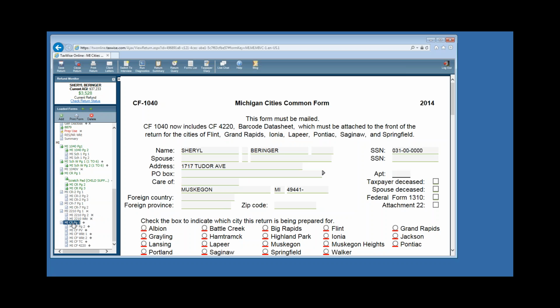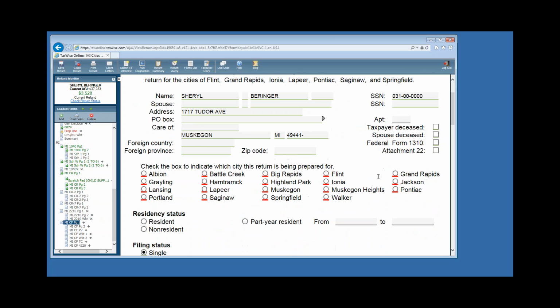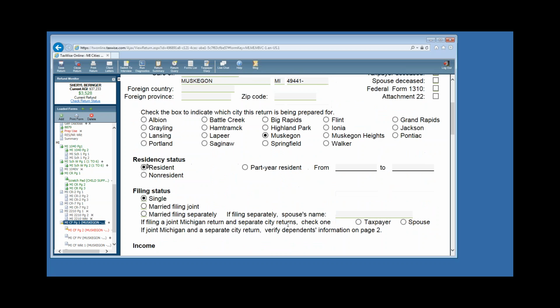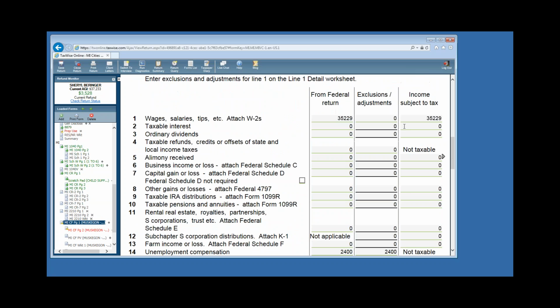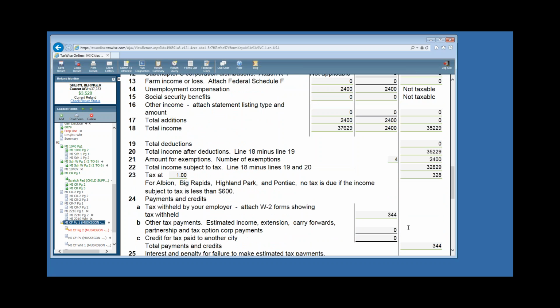So I'm right here in the city's form. We've identified that Cheryl works and lives in the city of Muskegon. So we know from our training that if she's worked here and lived here, she has to pay 1% of her income. She's been a resident at the same location all of the tax year. Filing status carries over. You'll see the information comes right off of the tax return, so there's not a whole lot of guesswork or calculations you have to do.